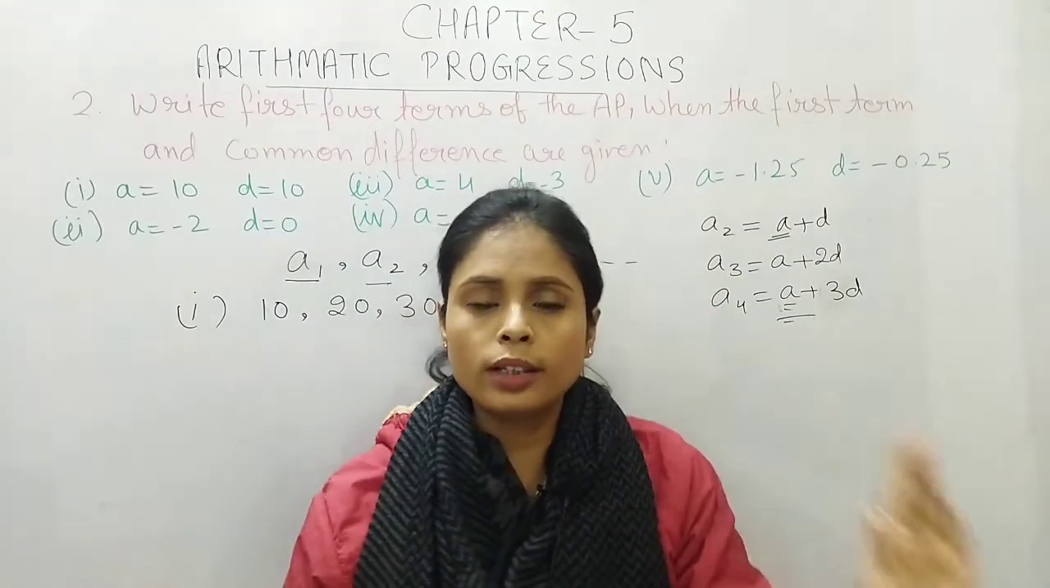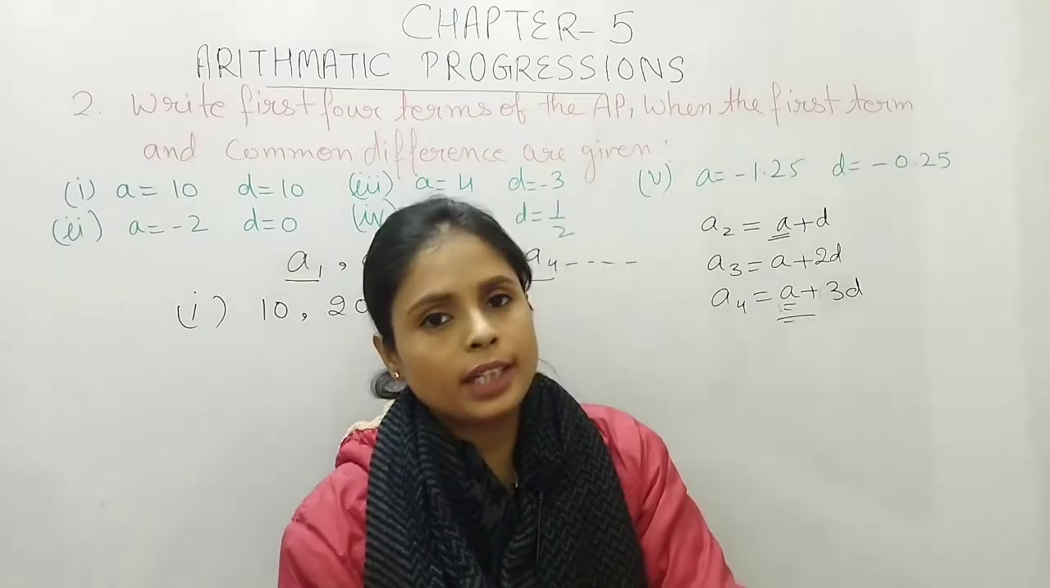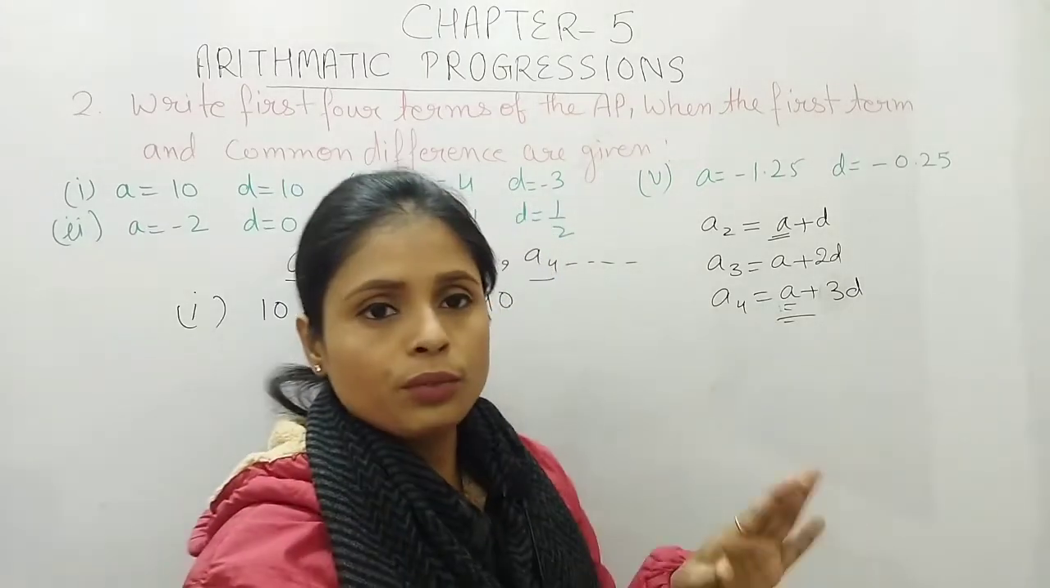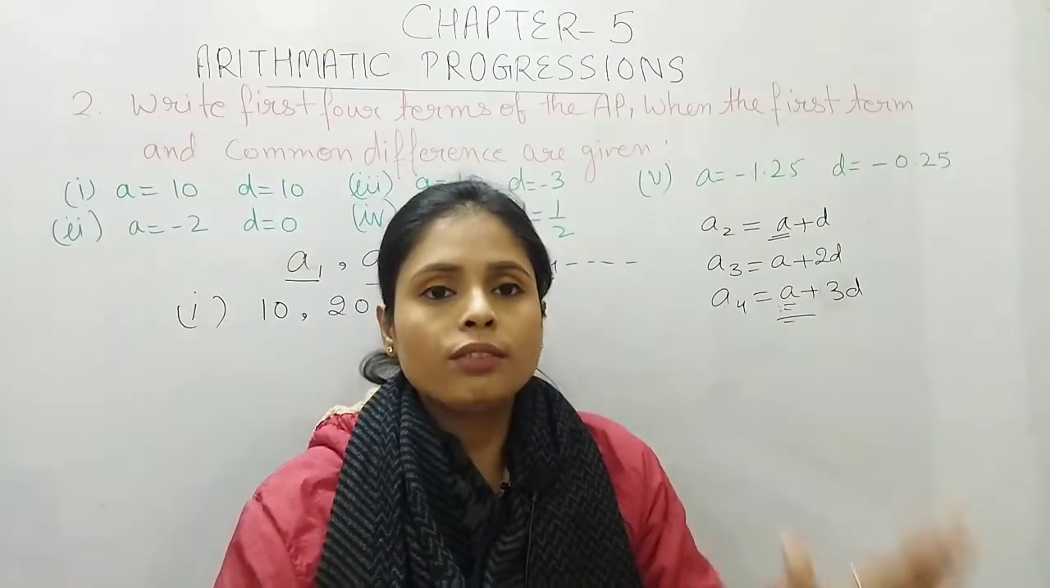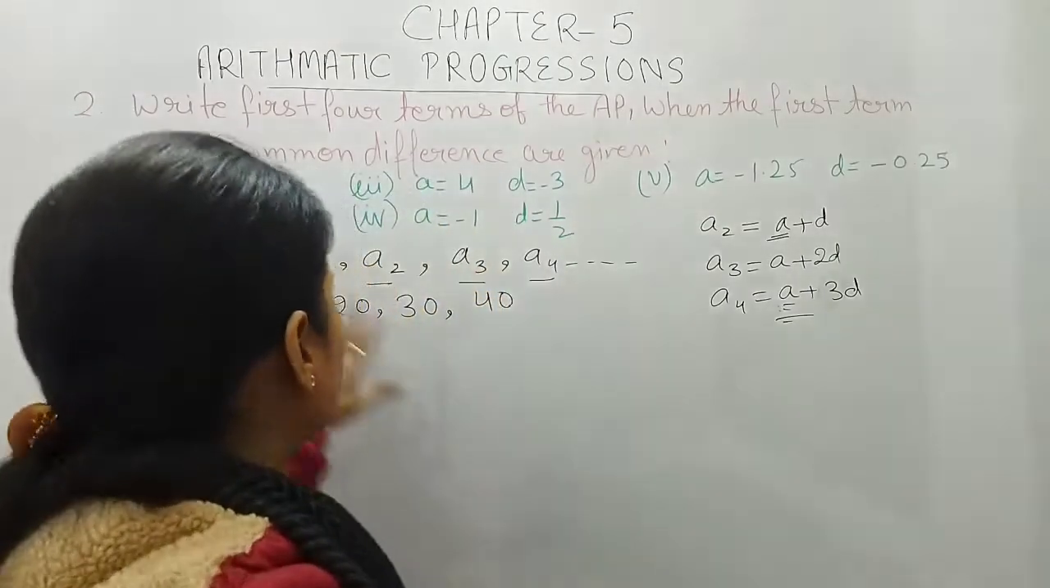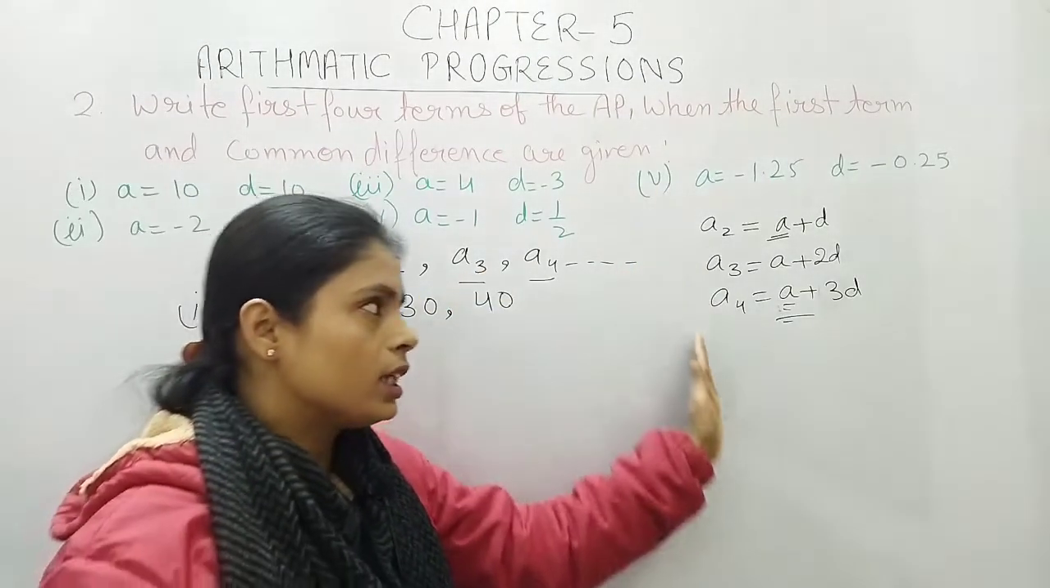These formulas are not that tough. You just need to practice. Once you do, you will get to know. Let's do the next part of this question. In that, A is minus 2, D is 0. We will just use these values of A and D in this formula in the same way.